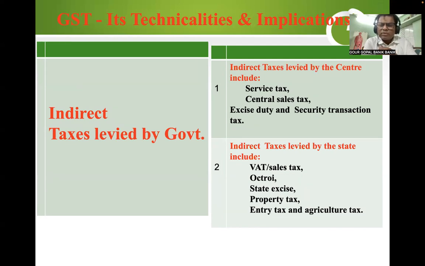Indirect taxes levied by state governments include VAT, sales tax, octroi duty, state excise, property tax, entry tax, agricultural tax, all these things. All these taxes were introduced by state governments. As I said, there are almost 17 types of indirect taxes.